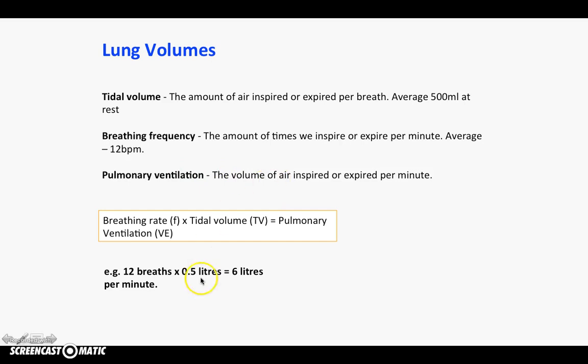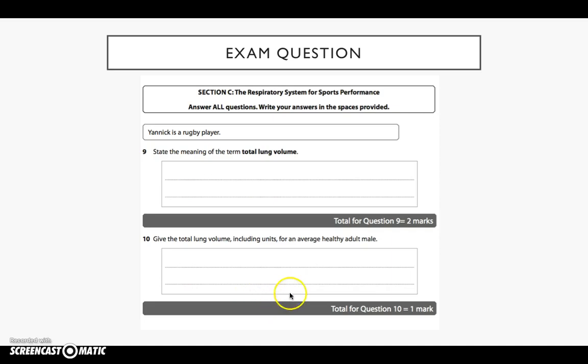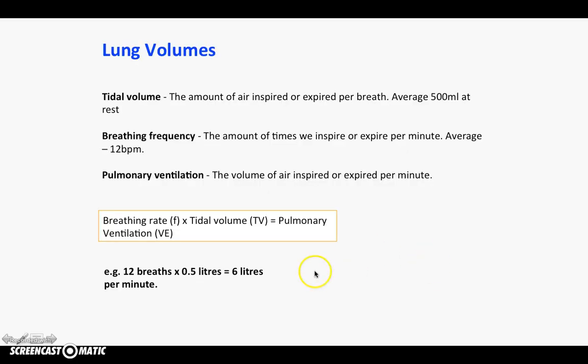For example, here we've got 12 breaths a minute. So breathing frequency, 12 breaths, times tidal volume, 0.5 litres, 500 ml. 6 litres is our pulmonary ventilation or our minute ventilation. And that is literally the answer to this last one here. Give the total lung volume, including units, for an average healthy adult male. It is 6 litres per minute. We have to know it's litres per minute. That is the actual unit measurement we're looking at.